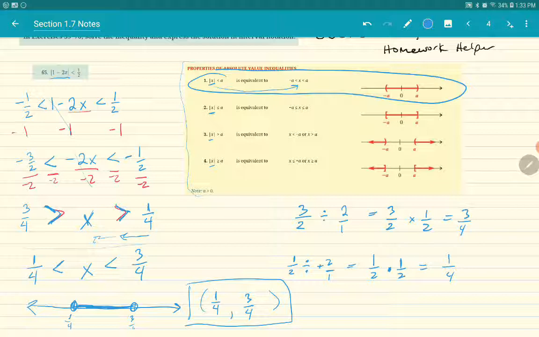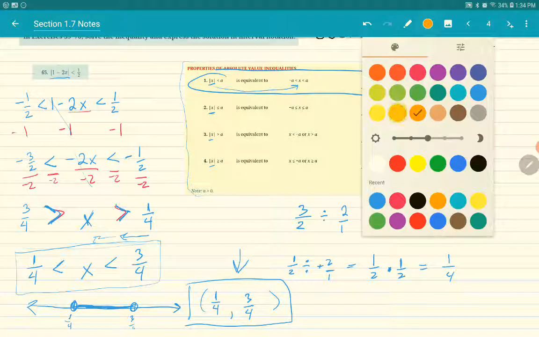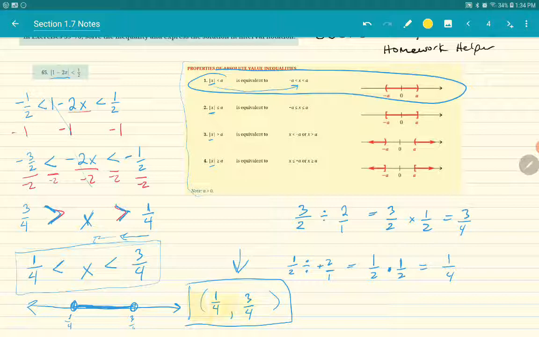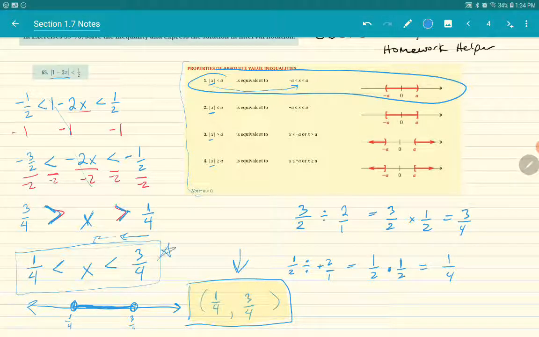So x is somewhere between 1/4 and 3/4. So you'll often see this as the final solution. In this textbook and your test will often ask for the interval notation, so that's the interval notation, and that's what we'll be using as our final answer. But I just want to note that this is a pretty common way to express that final answer too. So in your future math endeavors, you'll probably see that too.